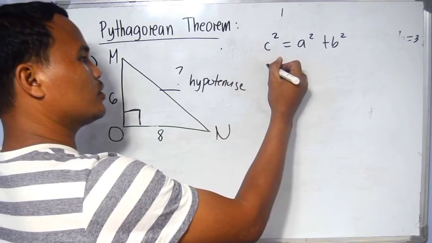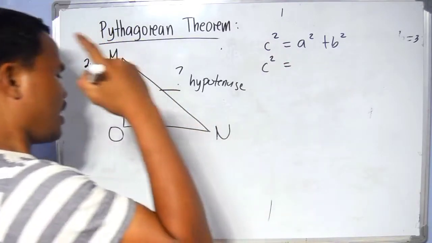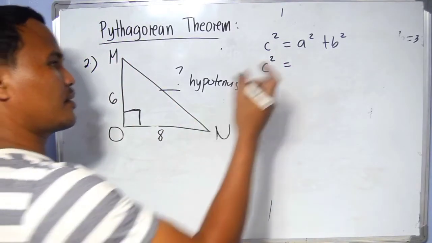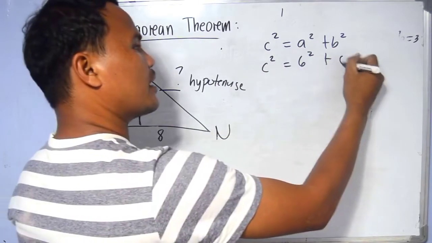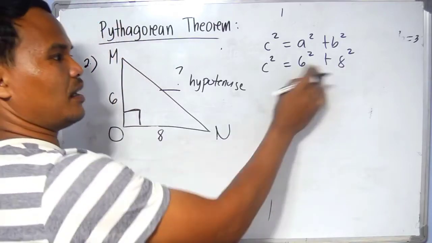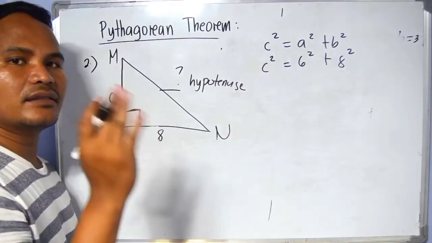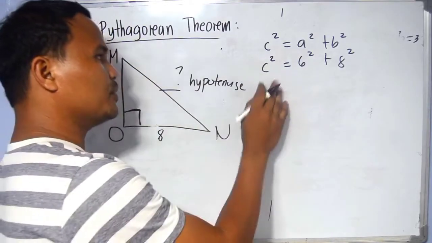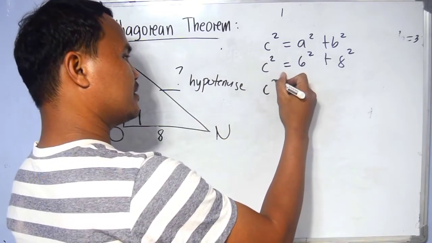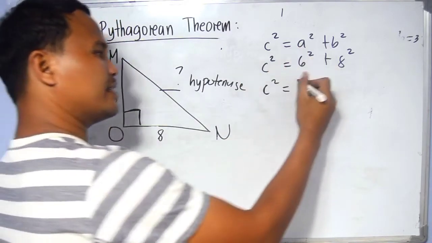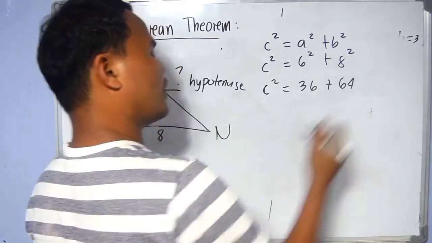So we have here the solution, by substitution: C squared equals A, let's say 6, 6 squared, and B, let's say 8 squared. It doesn't matter, A and B are interchangeable, as long as your C doesn't interchange. Hypotenuse is always hypotenuse. Okay? So we have C squared. 6 squared is 36 plus 8 squared is 64.